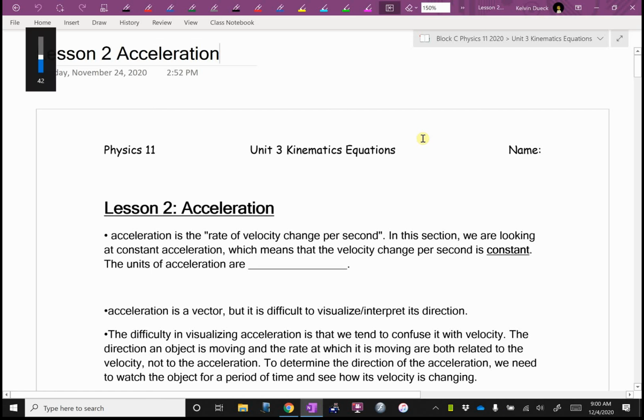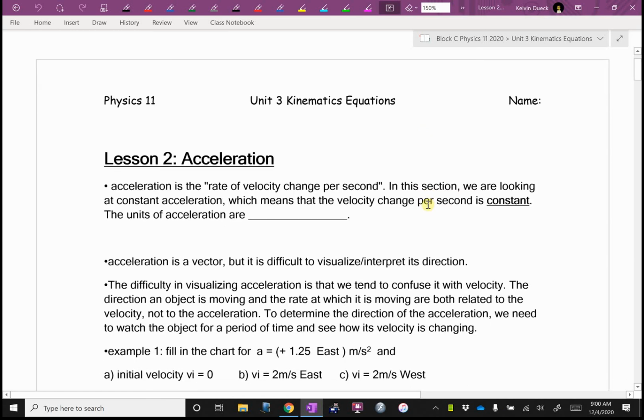Let's begin. Acceleration. The physics definition is, and I'm quoting, the rate of velocity change per second. Say what? Acceleration is how fast your velocity is changing. The more you're accelerating, the faster your velocity is changing. In this section, in fact, in this course, we're going to look at a constant acceleration.